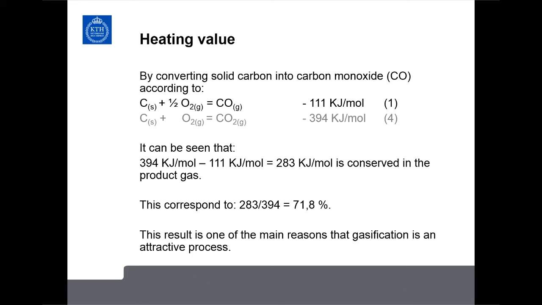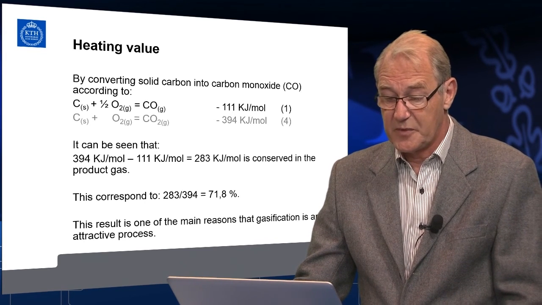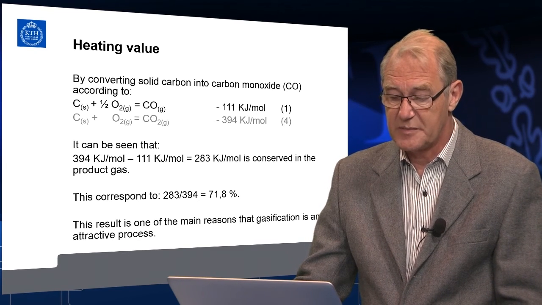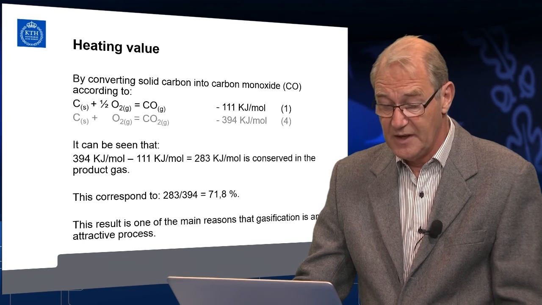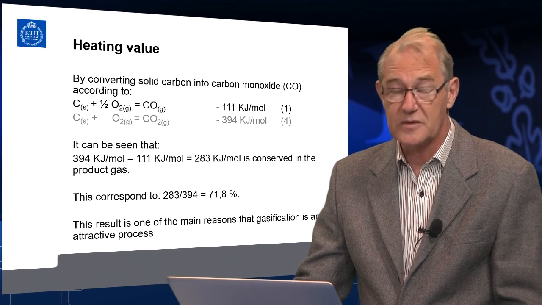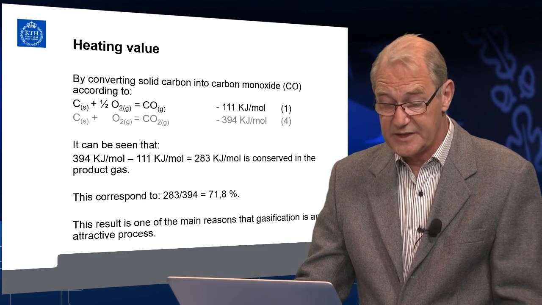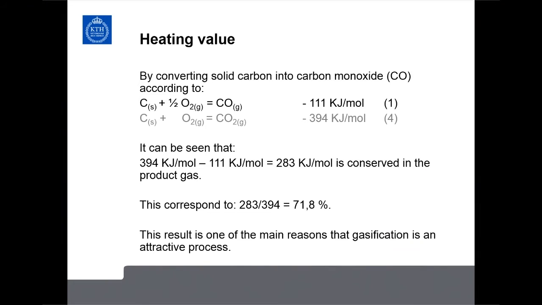The total oxidation reaction which produces carbon dioxide accounts for 394 kilojoule per mole, which we previously saw. So if we take the difference between this, we see that we have 283 kilojoules per mole that is conserved in the product gas when it comes to carbon monoxide. And this corresponds to almost about 72% of the chemical energy in carbon that is preserved in the product gas. And this is one of the main reasons that gasification is an attractive process.